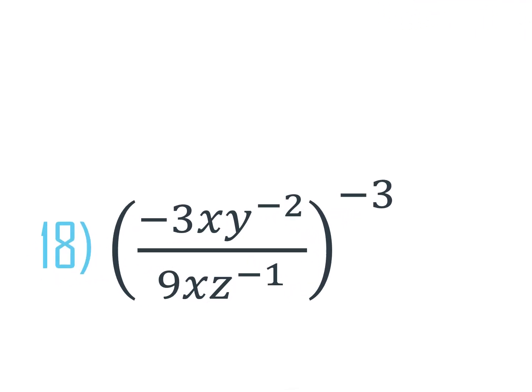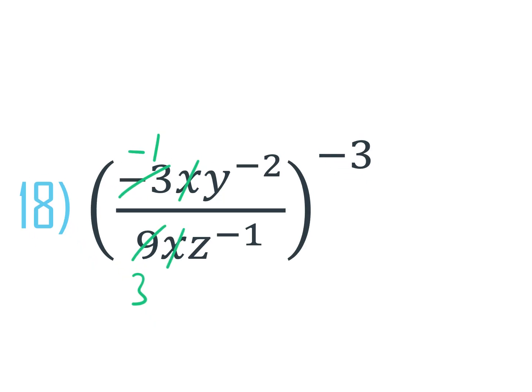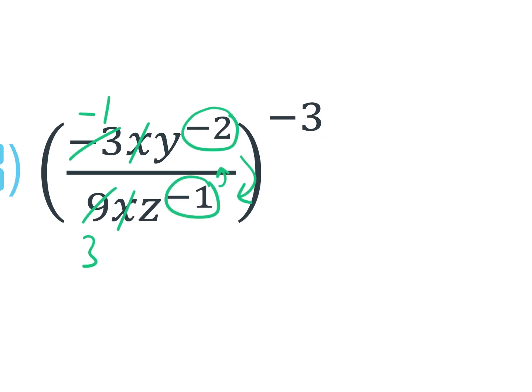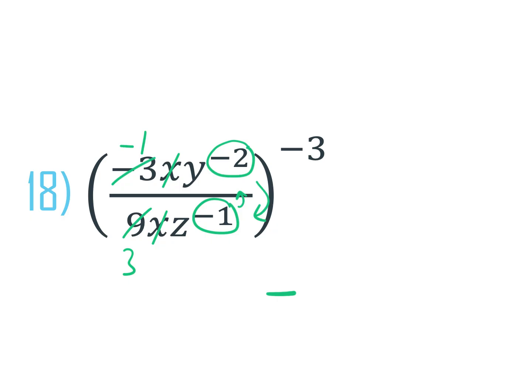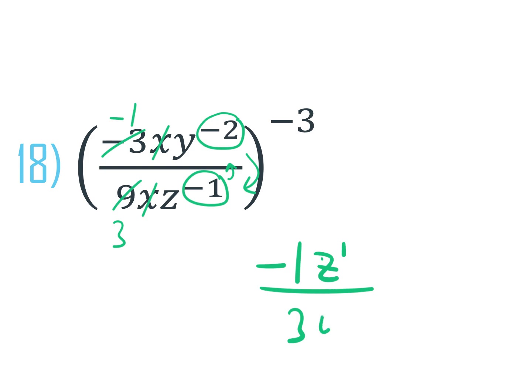The negative 3 and 9, right? You guys see what that becomes? Negative 1 and 3. X over x, what happens there? They cancel out. And then our negative exponents we can also take care of, right? We can move this to the bottom and this to the top. So what we have now is negative 1z to the first over 3y to the positive 2. And then we still have that negative 3 on the outside.